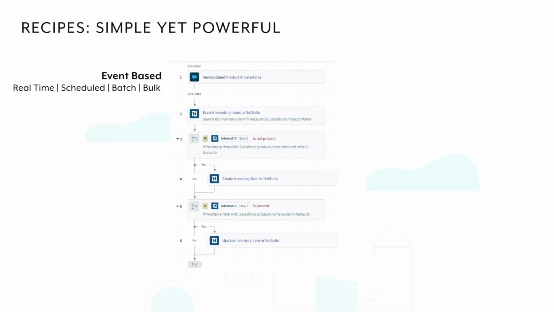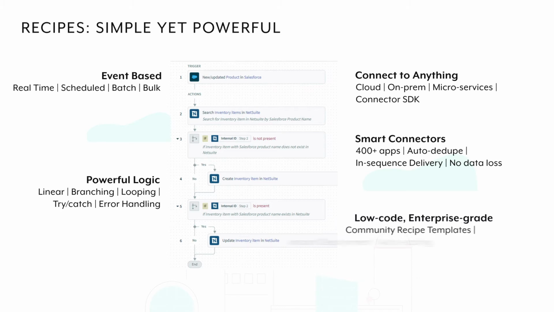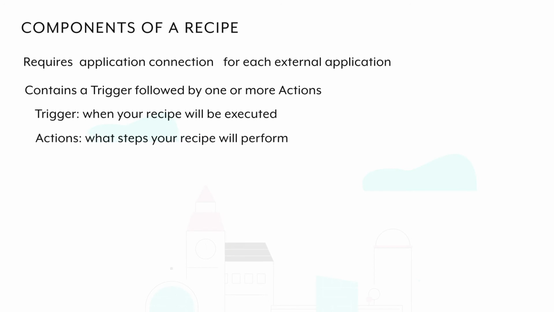The automation can take place across both cloud and on-premise applications, and you can either make use of over 400 pre-built smart connectors or build custom connectors to applications that Workato currently doesn't support just yet. Workato supports powerful logic for your workflow, including linear, branching, looping, try-catch, and error handling. More importantly, it's easy to build these enterprise-level integrations on Workato's low-code platform and deploy them much faster, and it allows for auto-scaling.